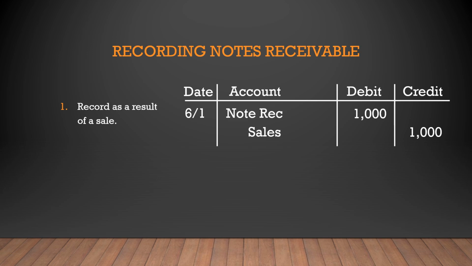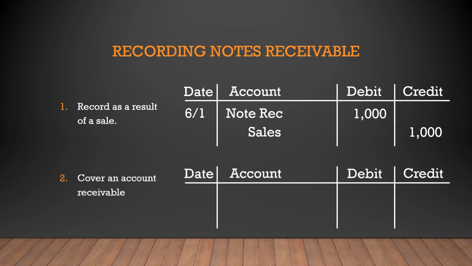In this scenario, the original sale was already debited to AR. So we're going to cover that account receivable with a note receivable. Debit notes receivable and credit accounts receivable. We're just moving the $1,000 owed to us from one receivable to another.